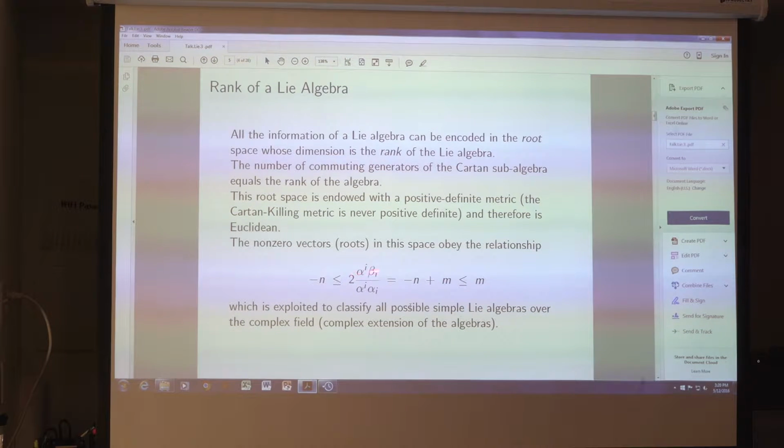So you can take the inner product among pairs, and that inner product will be constrained by these integers. It could lie between minus n and m, where n and m are integers. So essentially the classification of Lie algebras is connected to in how many ways we can classify these inner products. The bottom line is that this inner product multiplied by 2 lies between minus n and m, where they're integers.